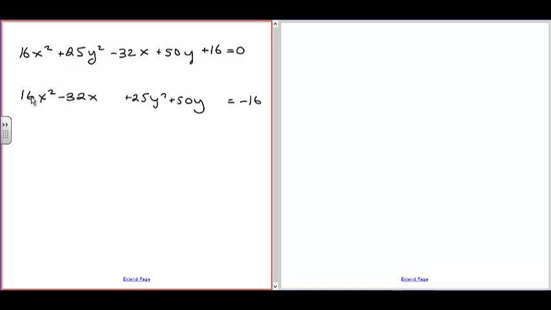Now we're going to factor out the constants that are in front of x squared and y squared. So if we do that, we'll get 16 times the quantity x squared minus 2x, we'll leave a space, plus 25 times y squared plus 2y equals negative 16. Okay, now here we take negative 2 divided by 2, square it, so that's negative 1 squared, which is 1, so we're going to add 1.